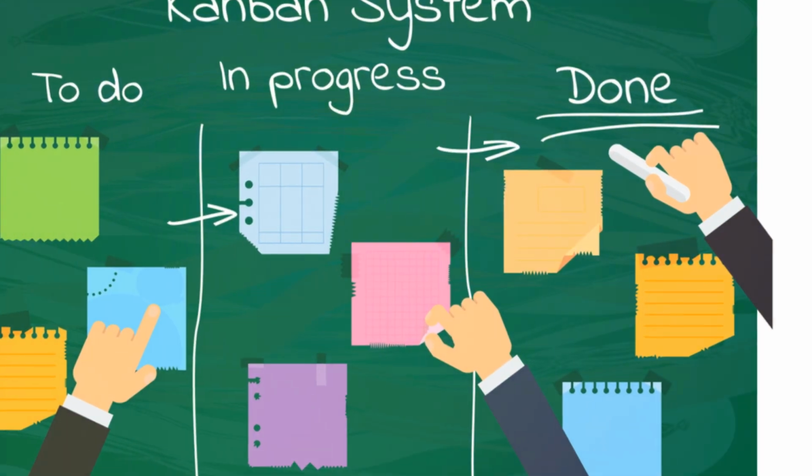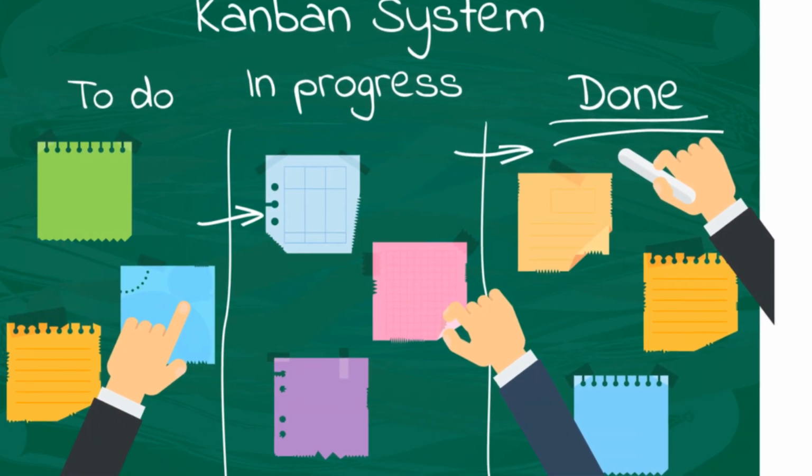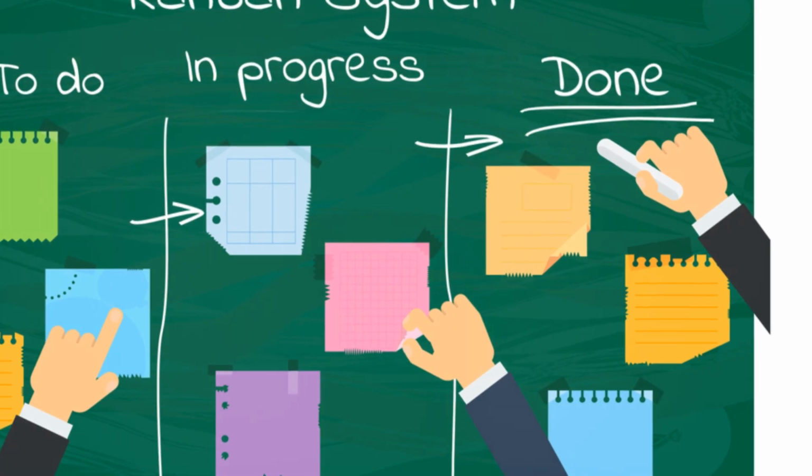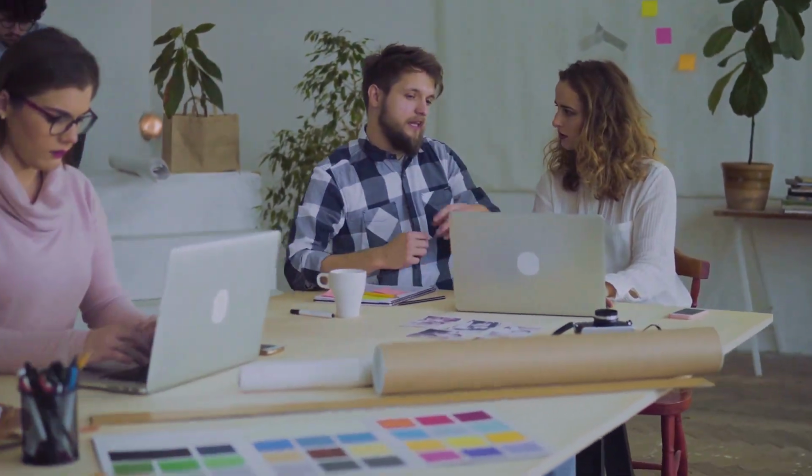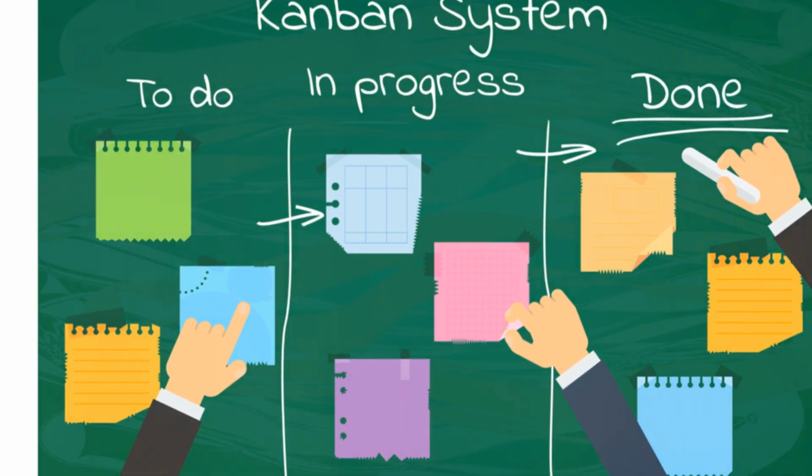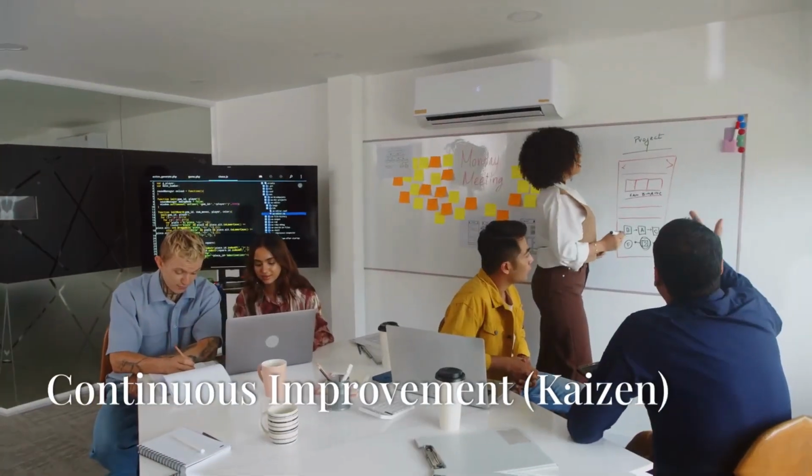If a stage reaches its WIP limit, team members must wait for a task to be completed before starting new work. This system helps maintain a sustainable pace and ensures that tasks are completed before new ones are introduced.